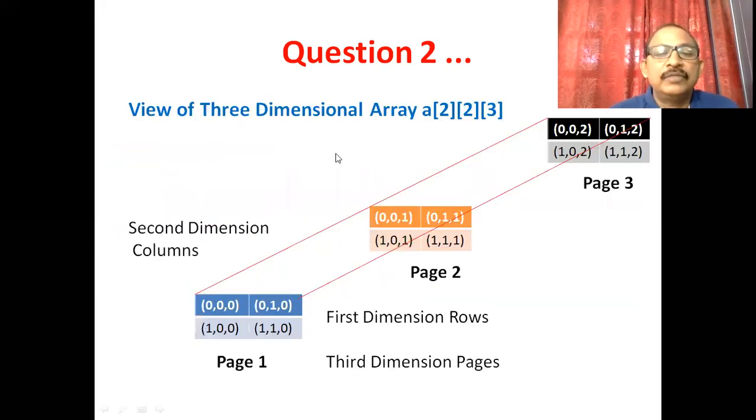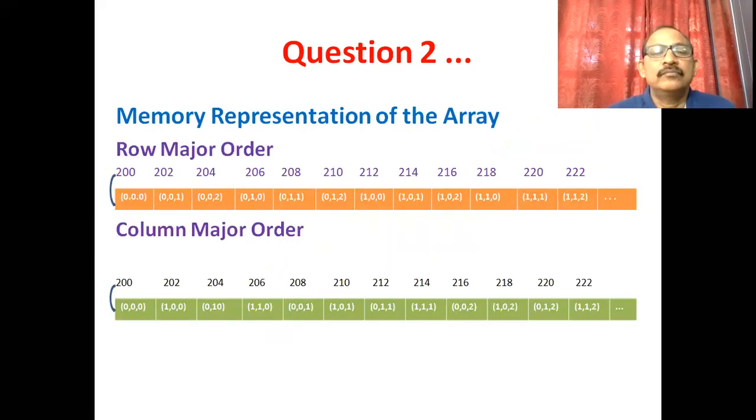Again, repeat. First we store this column, next this column. Page 2, first column, second column, and page 3, first column. This is the column major order.